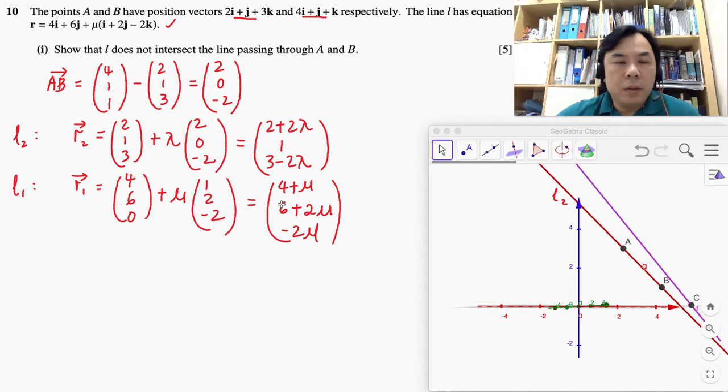Now, there you have it. We make an assumption that they would be meeting. Let's assume that they do meet, assuming that we don't know where these lines are in three-dimensional space. We assume that L2 and L1 meet, so we assume L1 and L2 would be meeting or intersecting.